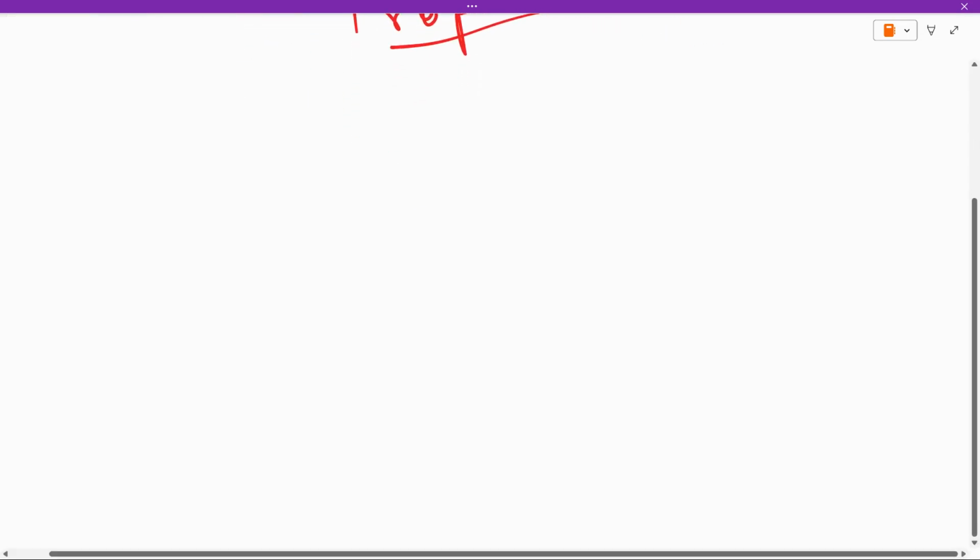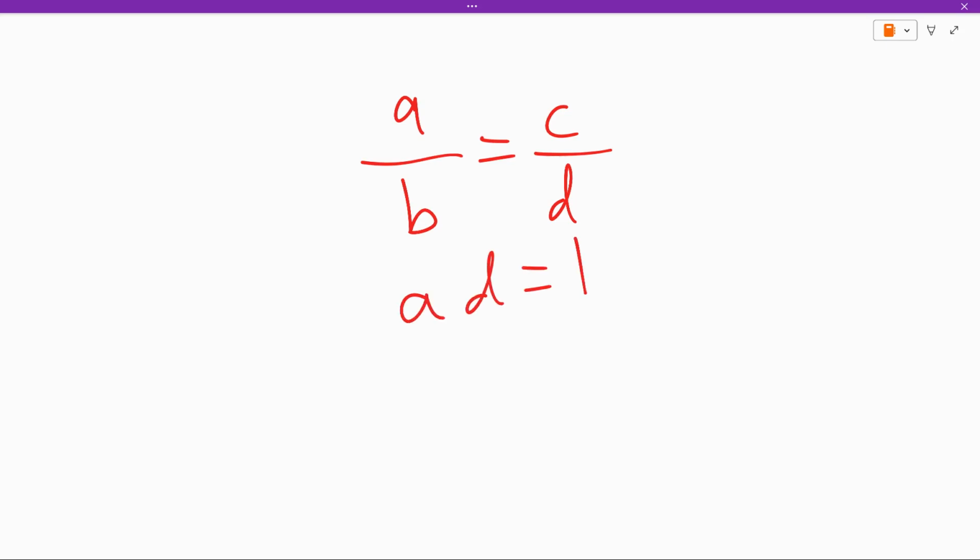So, what are proportions? A proportion is an equation that states two ratios are equal. For example, A over B equals C over D. Here, A, B, C, and D represent numbers or quantities. And the way you solve proportion equations is that you can cross multiply to rewrite this equation as A times D equals B times C.